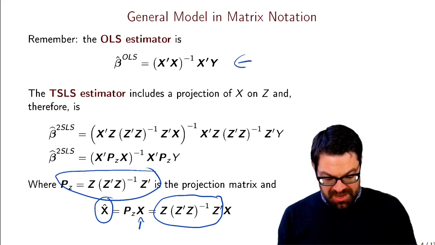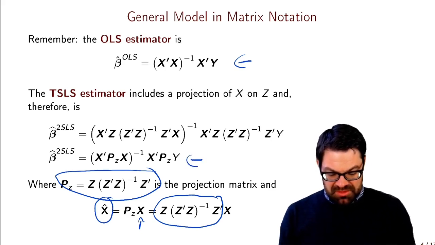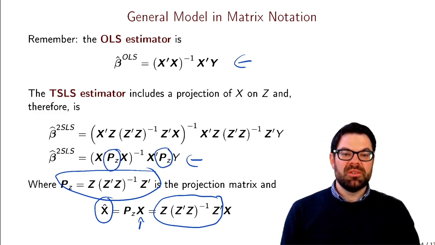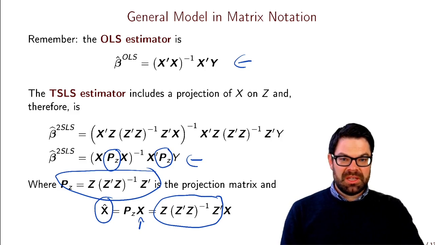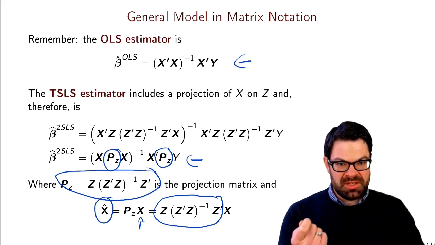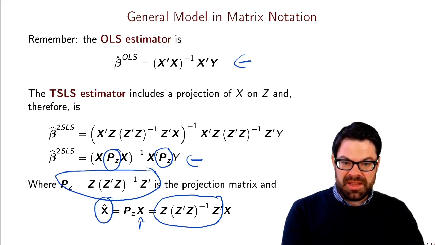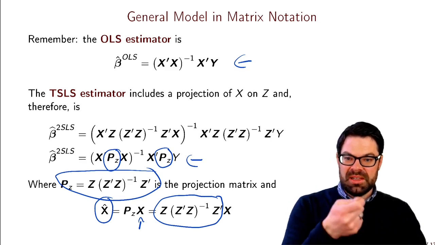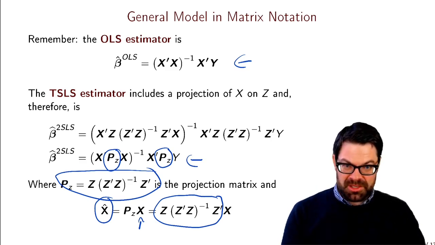And so that's why for the two-stage least squares estimator that you can see here, we have those two projection matrices incorporated. The estimator looks slightly different because, again, we're only using the variation in x that is explained by the instrument. So that's why the two estimators, OLS and 2SLS, are different.